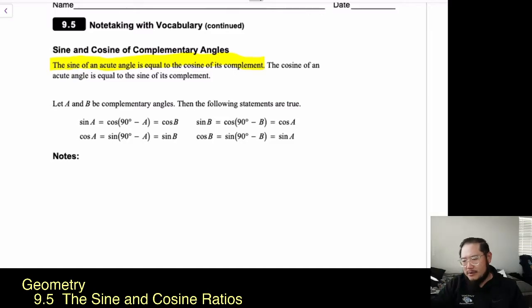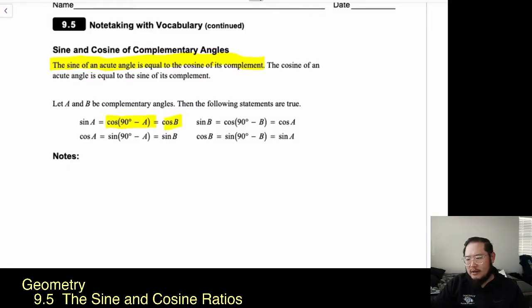So if one angle happens to be 10, the complement of it would be 80. And so it says if I were to take the sine of an acute angle, for example, sine of 10, that is equal to the cosine of 80 degrees, the complement. All right? So therefore, they put right here the sine of angle A is equal to the cosine of 90 minus angle A, and that equals cosine of B.